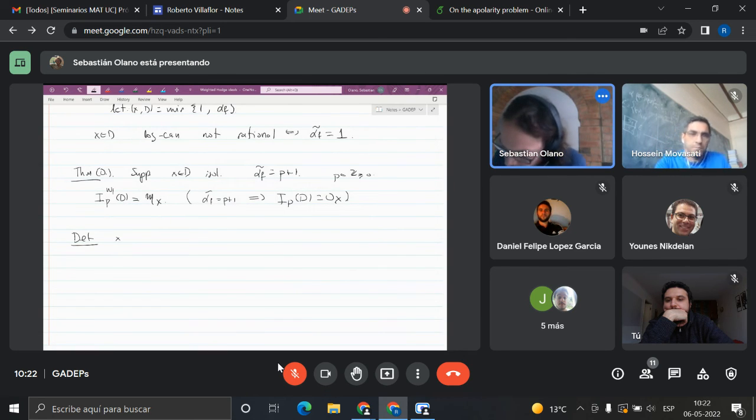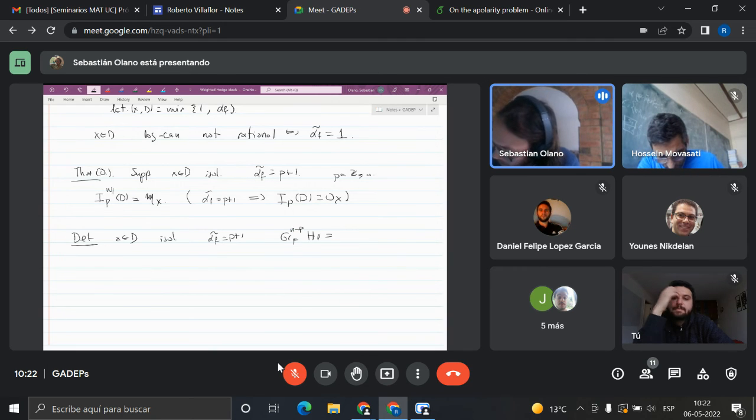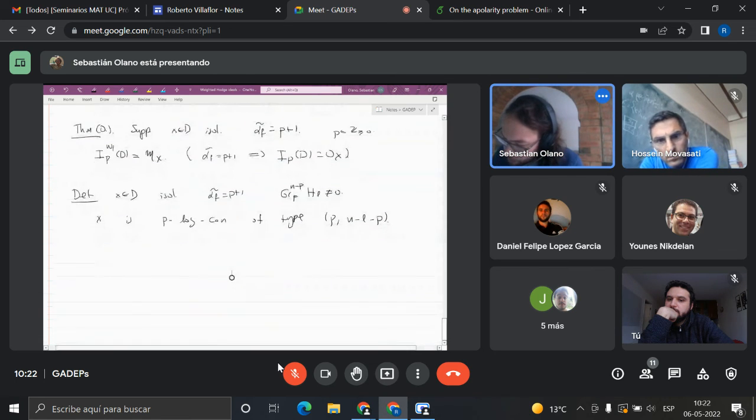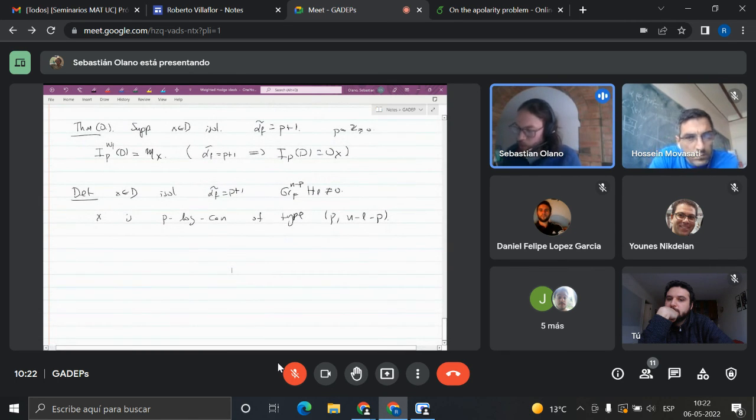I give this definition with the blessing of Ishii: if you have alpha tilde is p plus 1, and suppose that you have F_{n-p-l} exactly the one that is not 0, then X is p-log canonical of type (p, n minus l minus p). This is just, I know I went into some deep terminology of the modules, but this is just the same analog of the result of Ishii in the case p equals 0.